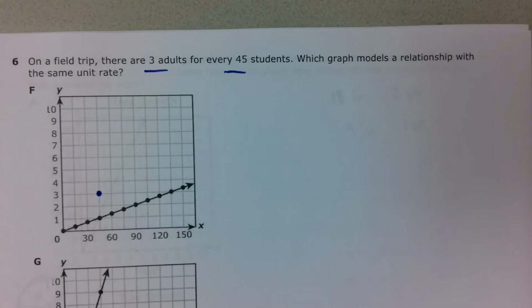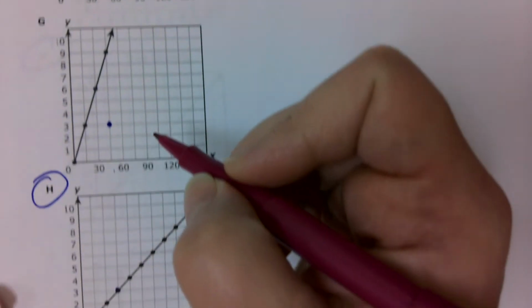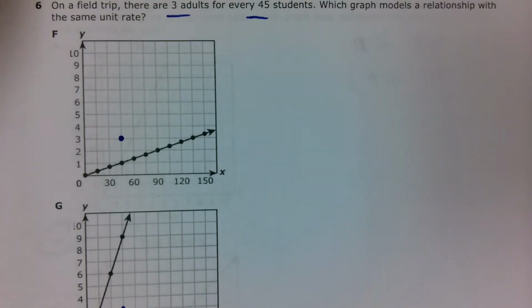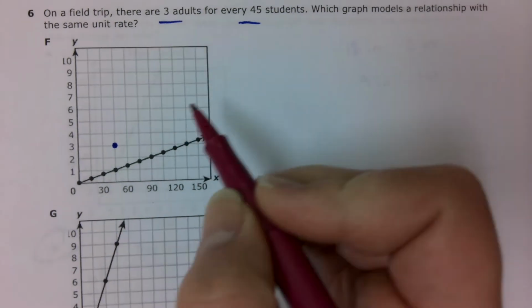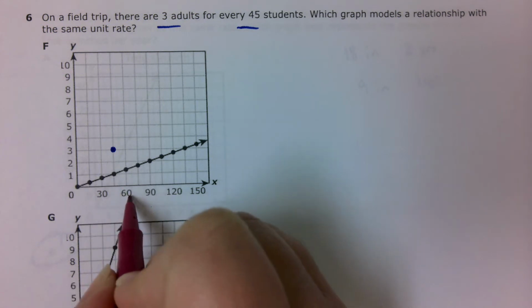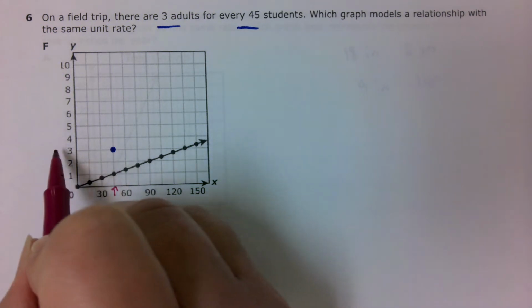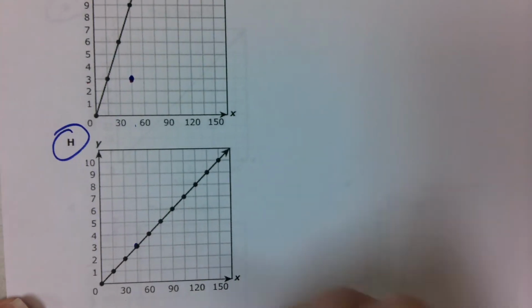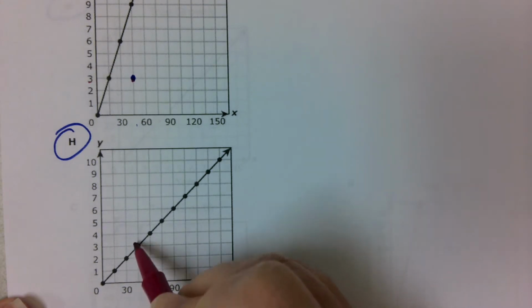Number 6, on a field trip, there are 3 adults for every 45 students. Which graph models a relationship with the same unit rate? So all I'm looking at here, and I noticed that all my x units have the same units. So I was looking for 45 on my x, and then 3 on my y for my adults. So 45 students, so 30 to 60, 45 is in the middle, and then 3 adults. That is not on the graph. The next one here, 45 students to 3 adults, again, not on the graph. The next one, 45 and 3, that is on the graph.